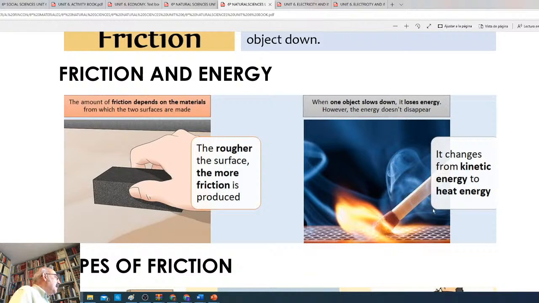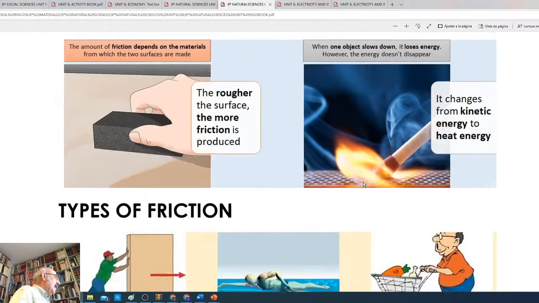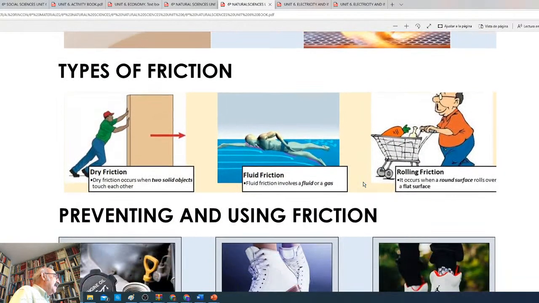And in this image, you can see the effects of friction in this match. So this friction, that is kinetic energy, changes into heat energy. Okay, so that's interesting. And now we have here three different types of friction. There are maybe more, okay, but these are the most important.